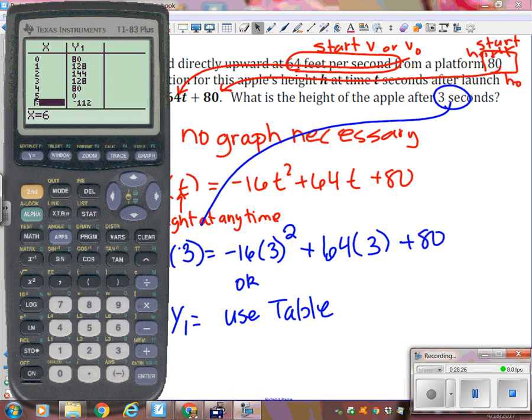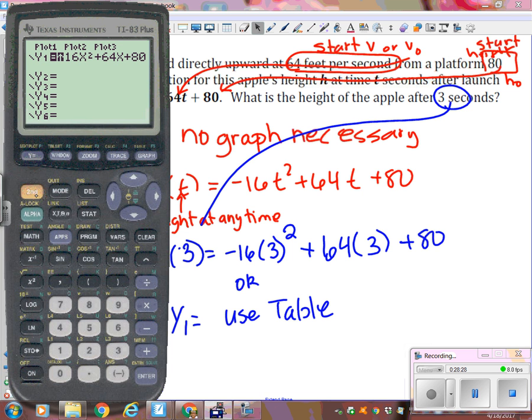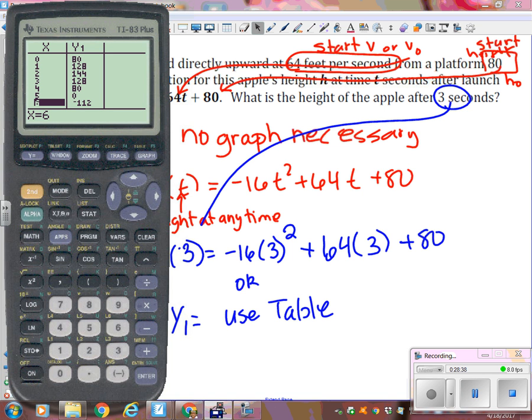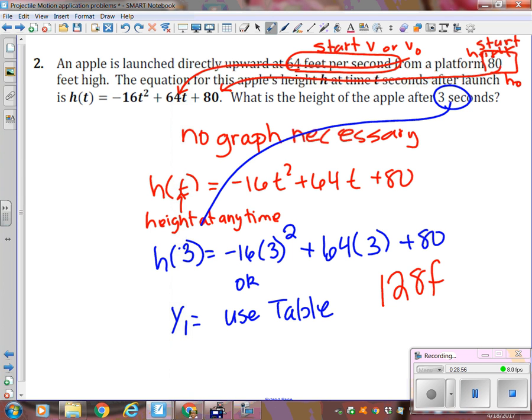All right, just looking at the table, we typed it in y equals. Second graph puts me at the table. Where is it at 3 seconds? 128 feet. By the way, looking at the table, at 5 seconds, what's the position? 0. It means it's back on the ground. So it takes 5 seconds to get back to the ground. That's not a question that's asked, but that's something we can observe. So the answer is 128 feet. All right, that's it for the notes right here.